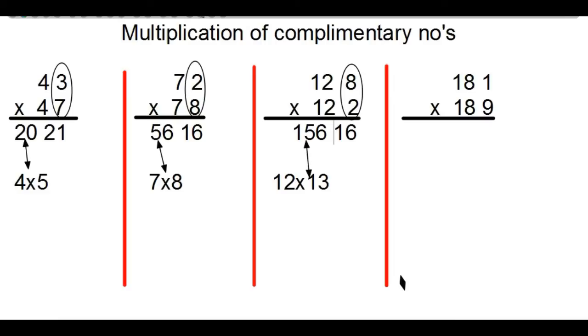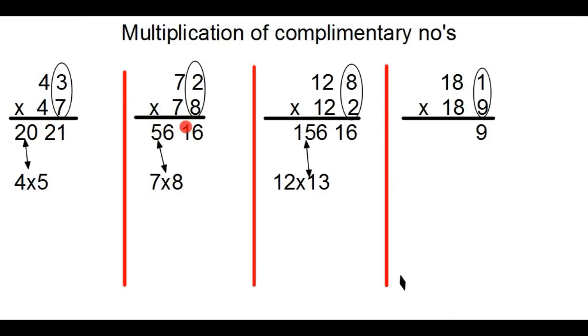And likewise in the last case, we have 181 and 189. That means these are complementary numbers. So 1 into 9 should be the first step. 1 into 9 is 9. So in the answer we have to take 9. But remember friends, here 1 into 9 is 9, but we cannot write 9 directly in the answer. Why? Because in the first step we always have to take a 2-digit number. Like in all these cases, you can see that the first result was 21, 16, 16 and so on. So here also it has to be a 2-digit number. So 9 should be taken as 09, otherwise we get a wrong answer.